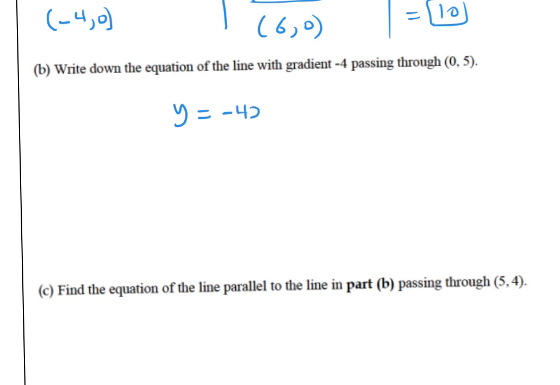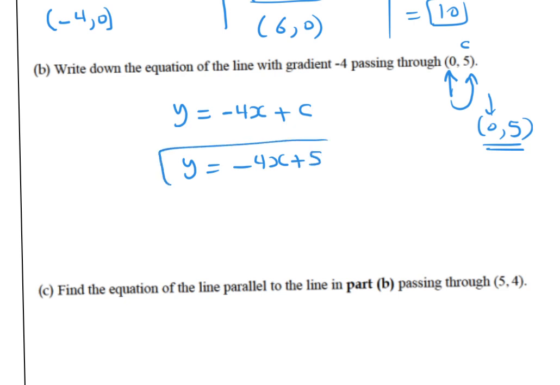Yes, y equals negative 4x plus c, but we can deduce c because x is 0, so this means c is 5. Because the point 0, 5 is the intersection with the y-axis, since x is 0. So the y-intercept is 5. You don't need to substitute. So the equation for the line is y equals negative 4x plus 5.